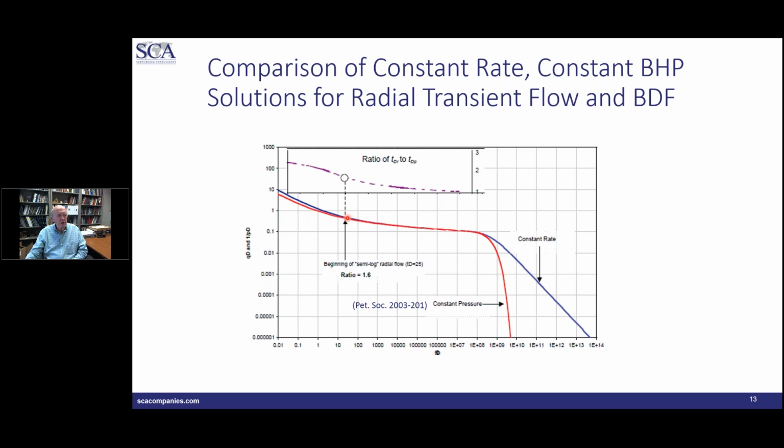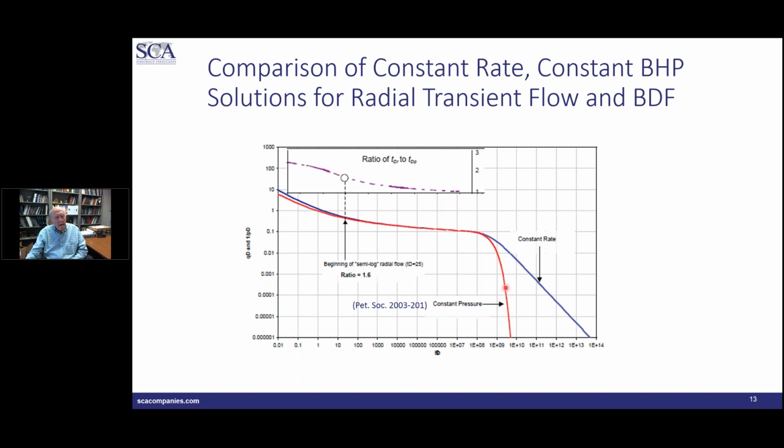But after what really amounts to a short period of time, you really can't tell the difference in these solutions on the plot. On a scale like this, the curves basically overlay each other. However, when we begin to feel the influence of boundaries, the plot for the constant rate production will quickly assume this negative unit slope, indicating that we're in boundary-dominated flow. For the constant pressure solution, the curve becomes much steeper and begins to fall off as illustrated here.